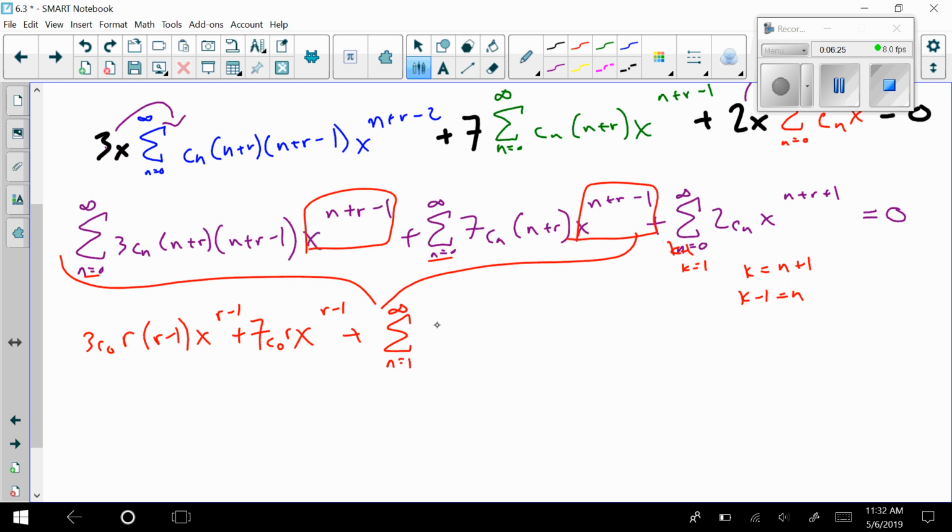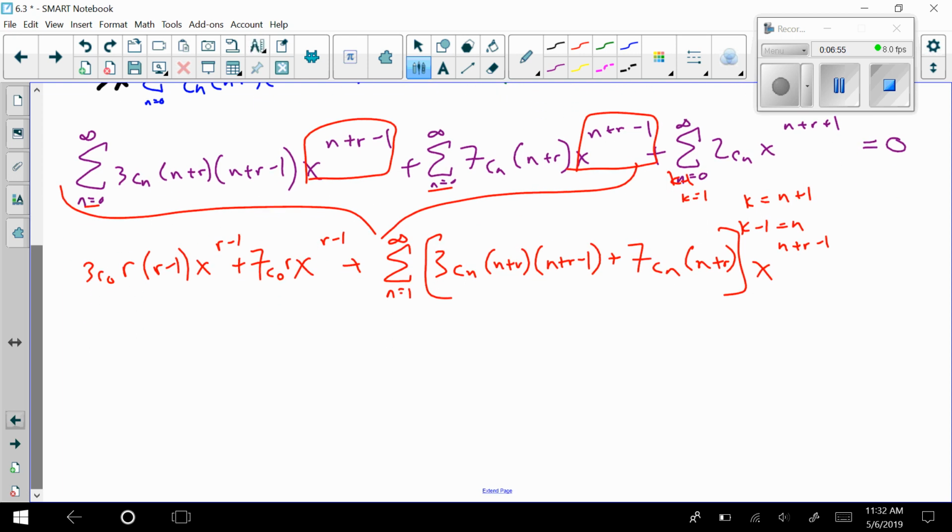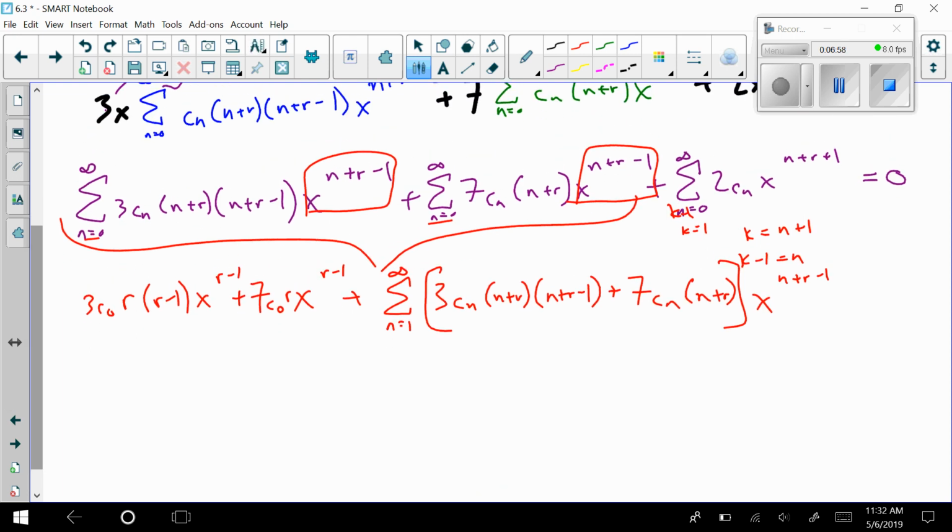And I would have my 3 c sub n, n plus r, n plus r minus 1, plus 7 c sub n, n plus r, and then these all have that x to the n plus r minus 1. Remember, this is just these first two. I haven't even touched this last one over here. As I look at it now, I would like to get them all to be the same.